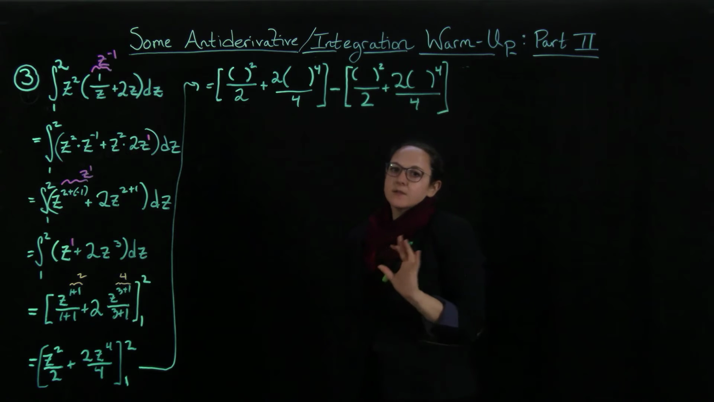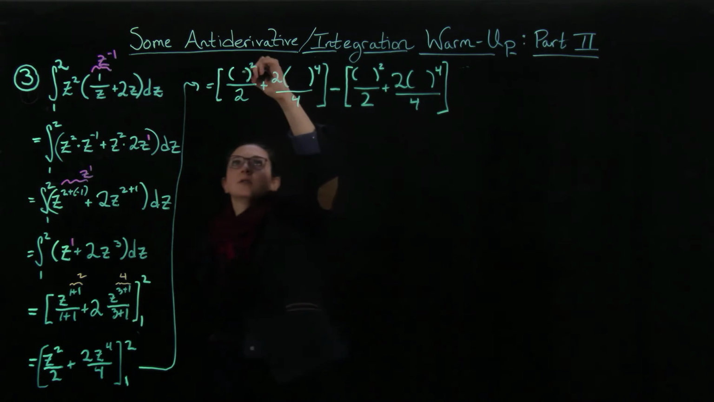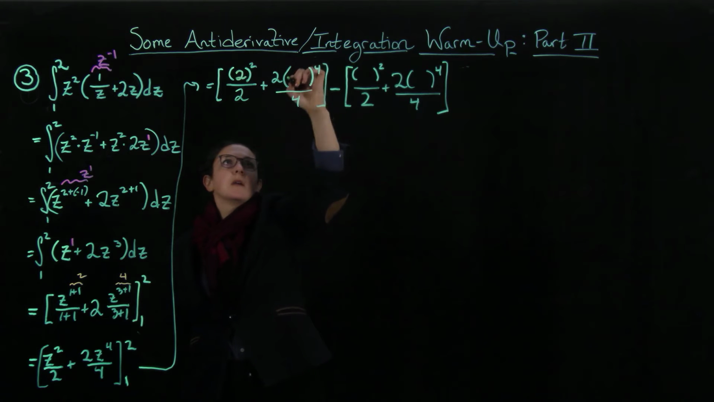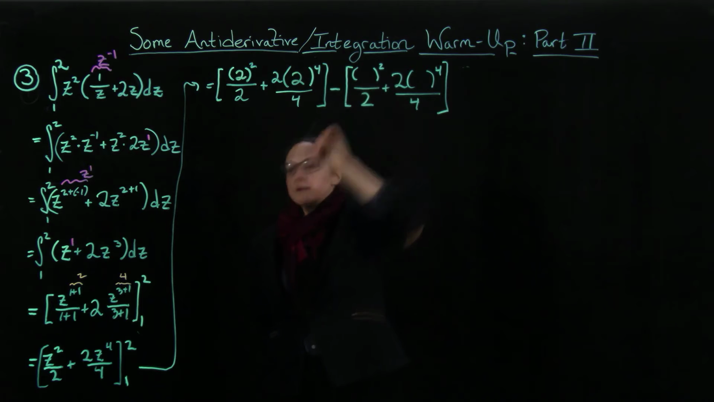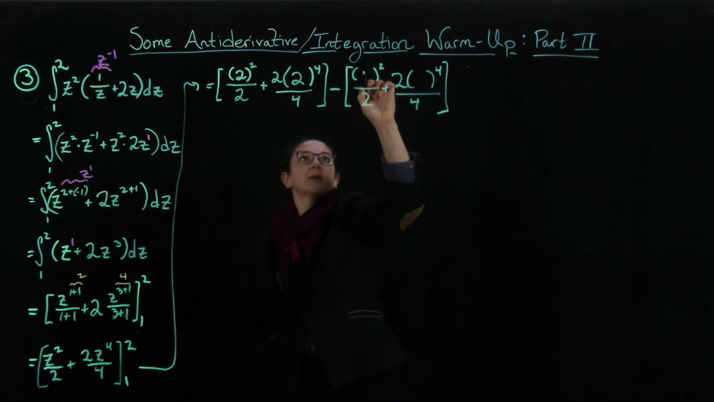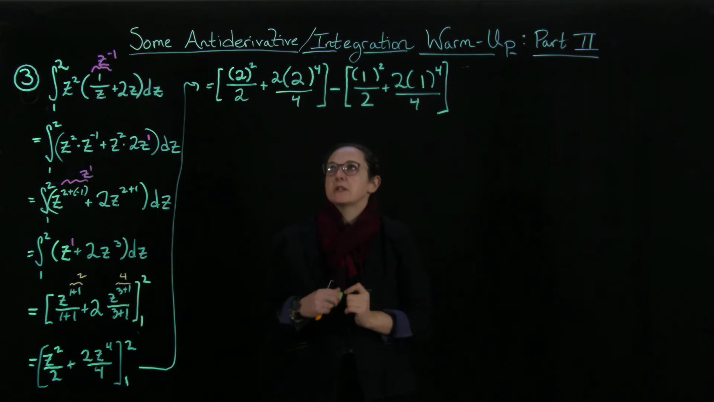Okay? So now I remember, the first thing I put in is my upper bound, so I put a 2 here, and I put a 2 here. And then over here I put in the lower bound, so I put in a 1, and I put in a 1. Okay? Now I can actually compute these.